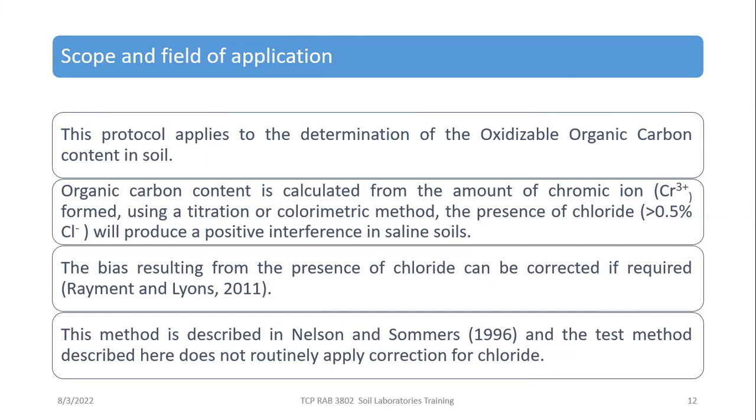The presence of chloride and interference from other anions and cations is expected. Chloride will produce positive interference in the soil. Presence of chloride will increase the value, while manganese will decrease the value. The bias resulting from the process can be corrected if required. And this method is described in Nelson and Sommers.